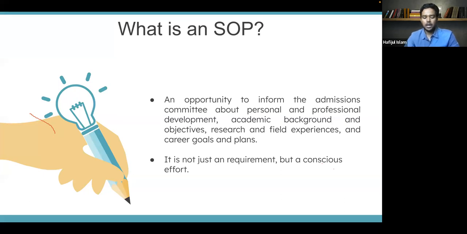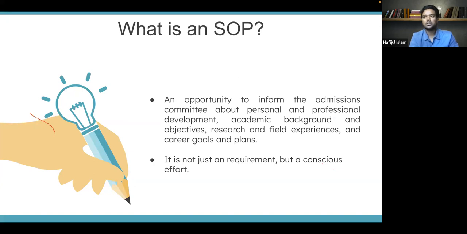Another thing is that people take the SOP as just a requirement: you have to provide a CV, you have to provide an SOP, you have to provide the transcript. It's not just a requirement. You have to give conscious effort to write a good SOP. It's about you. It is the only place where you talk about yourself. But we will discuss later that it is not an autobiography at all.